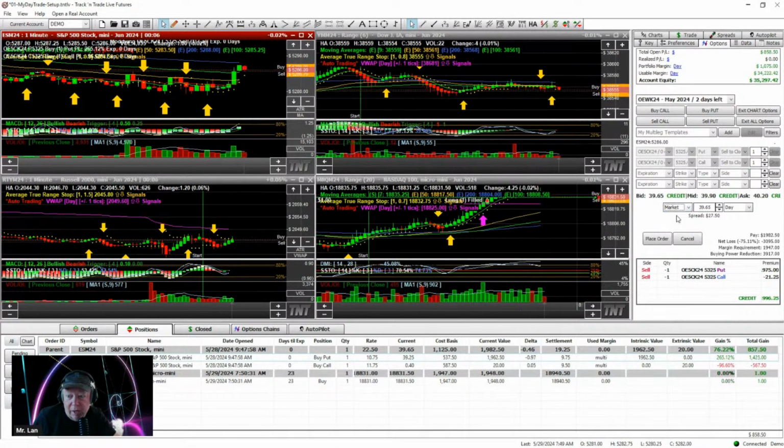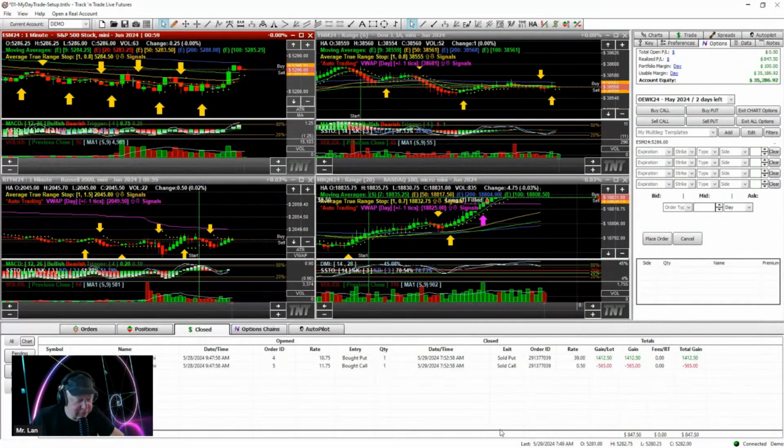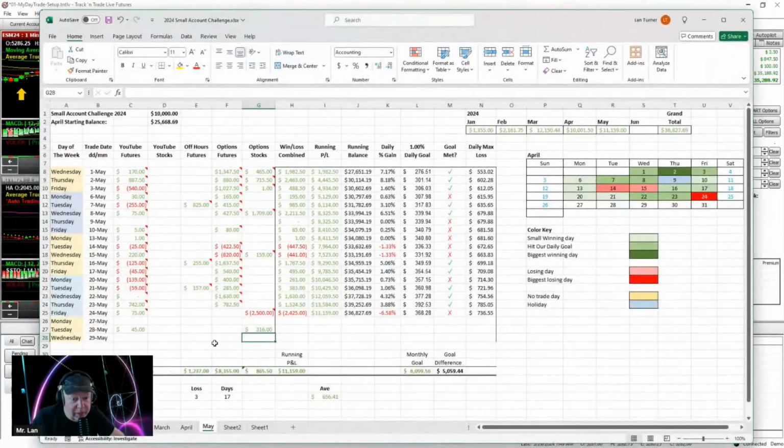And I'm just going to mark it out of them, see if it'll let me out of them. Yeah, okay, so it let me out of them, and we closed out $847.50. So we're going to come back to our spreadsheet, and we're going to put that down here because it's Wednesday.